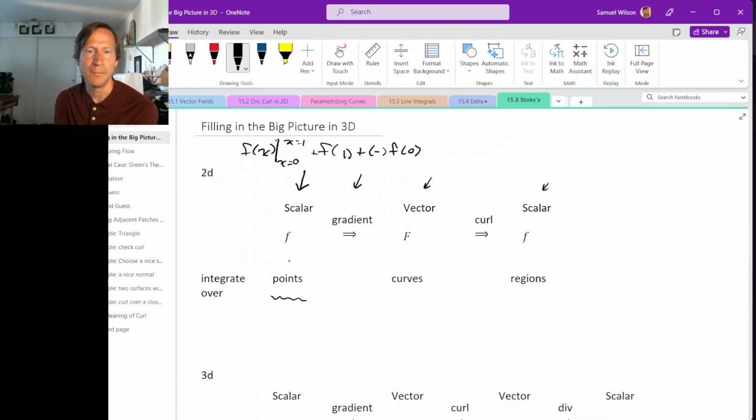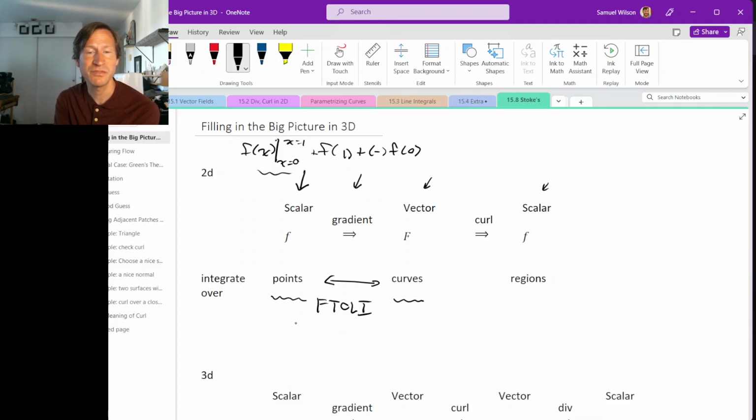So we can do zero-dimensional integrals of scalar-valued functions over points. We can do integrals of vector fields over curves. And these two are related by the fundamental theorem of line integrals.